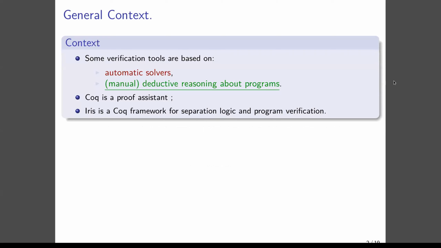Just as a reminder, in a proof assistant, people can put statements they would like to prove about their programs, and then they can script a proof using so-called Coq tactics. Afterward, the proof assistant will make sure that the proof is indeed correct.